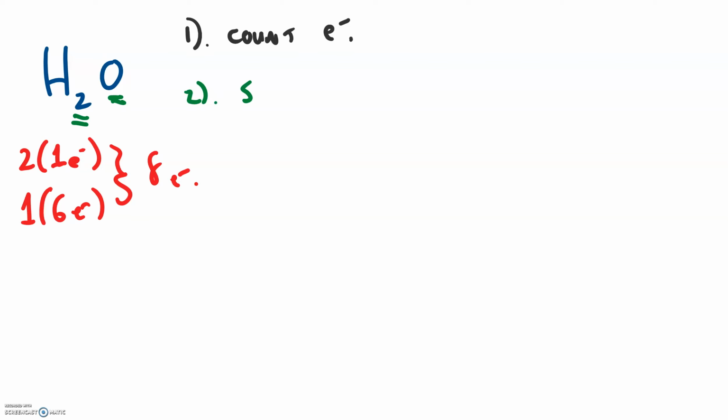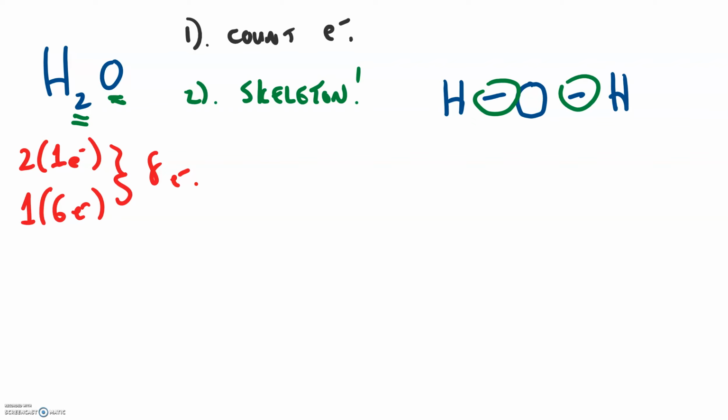Our next step is going to be to draw our skeleton structure, which is simply going to involve a basic layout. We'll take the atom we have the fewest of and put it in the middle. That's our oxygen. And we'll put a hydrogen on each side. And the skeleton involves how many electrons are involved in the bonding. Well, we put a pair of electrons here and a pair of electrons here. That means that we have used up 4 electrons in the bonding, and we have 4 left.